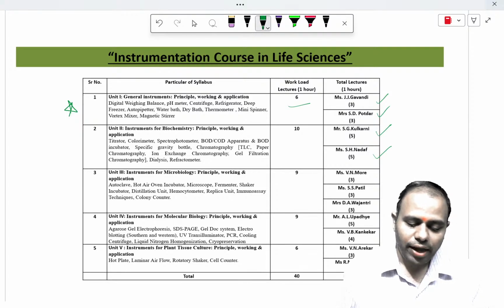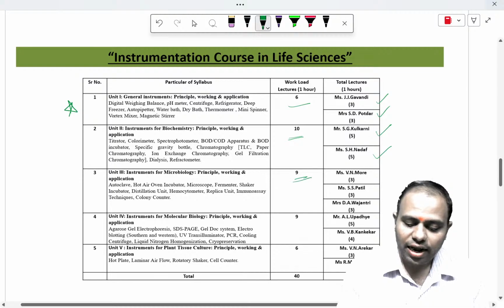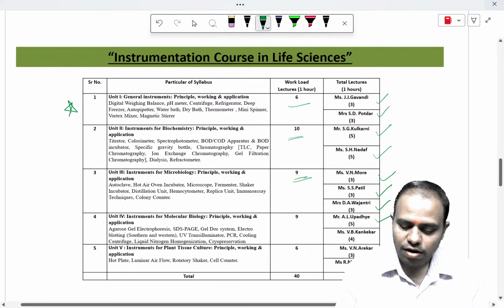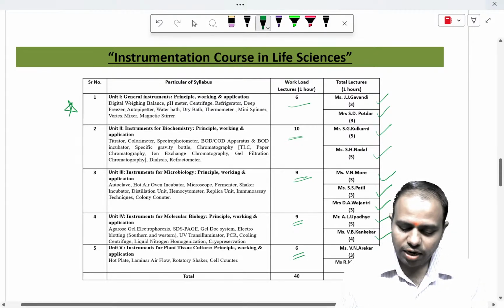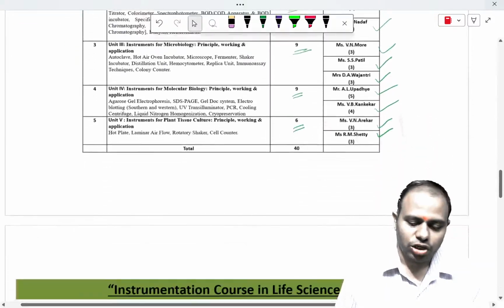The biochemistry part is, by the way, having 10 lectures. The microbiological part is having 9 lectures and 3 teachers: More madam, Patil madam, and Vazantri madam. Then the molecular biological part will be taken by myself, Mr. Ashutosh Lakshman Upadhye, and VB Kankekar madam. For the molecular biological part, 9 lectures are allotted, and that will be taken by us. Then the last unit will be taken by Arekar madam and Shetty madam. The weightage given is 6 lectures. So this is the distribution of the syllabus.